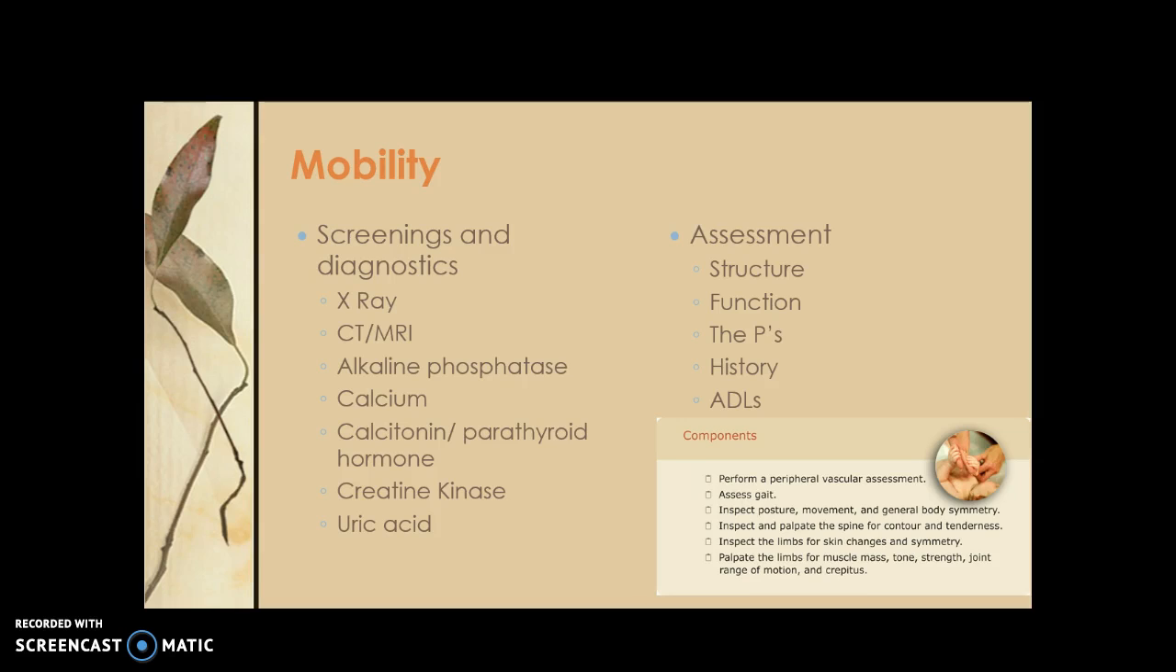When you're looking at nursing assessment and you're looking at mobility, you want to think about structure and function. Does it look like it's supposed to? And if you have a chance to see, is it functioning like it's supposed to? You want to look at the P's of adequate perfusion: the pain, the pallor, polar, all of those different things. You want to look at the client's history and their ability to do ADLs. Some of the components to a nursing assessment are also listed here: gait, posture, symmetry, spinal palpation, limbs, and muscle mass.